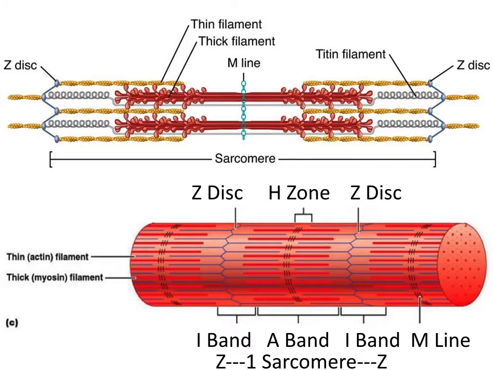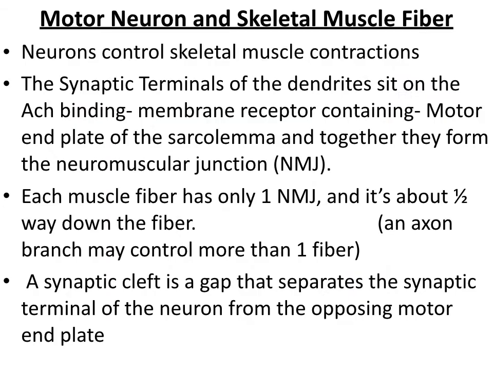Now that we've zoomed in and zoomed in and zoomed in, there's actually even more. We're going to see now past the cellular level, at the molecular level and the anatomical level, how this stuff works. The only way a muscle contracts is by being innervated, by being connected to a neuron, one nerve cell. It's called a neuron. They control skeletal muscle contractions.